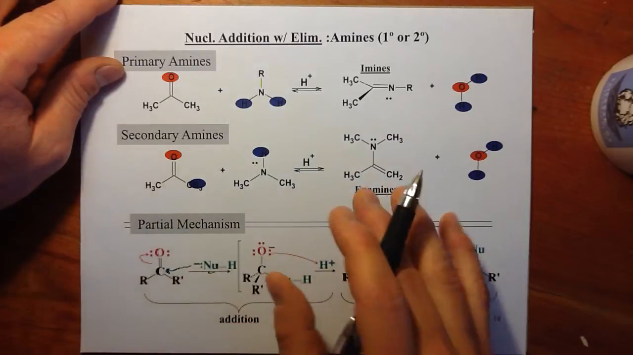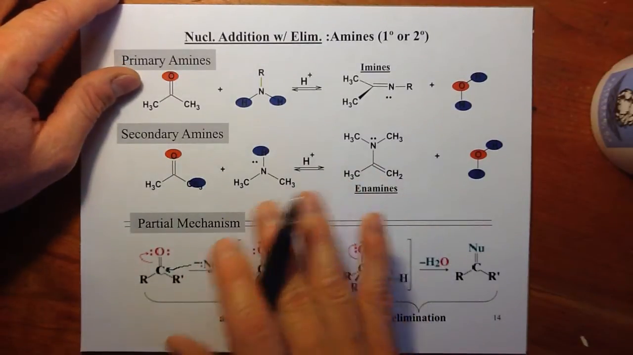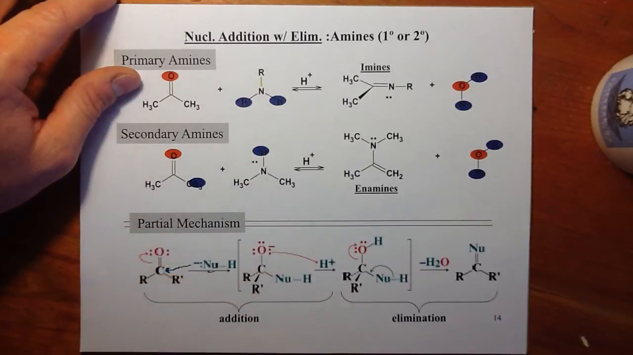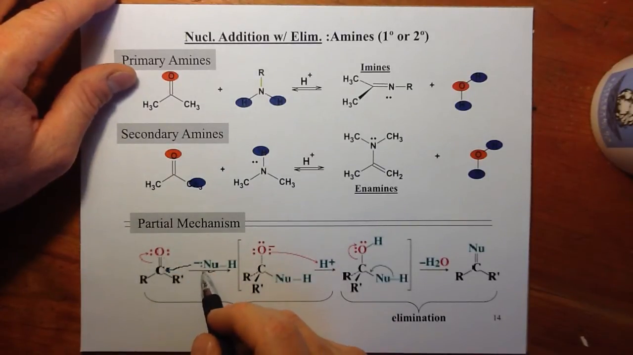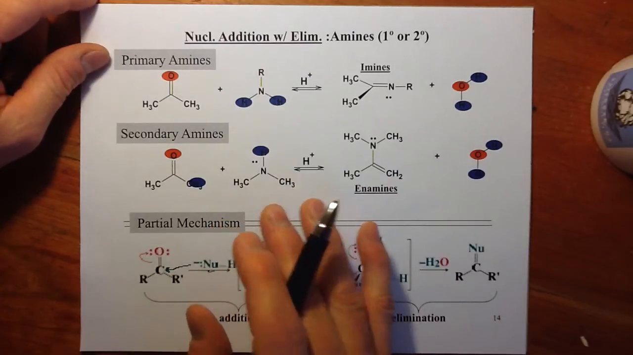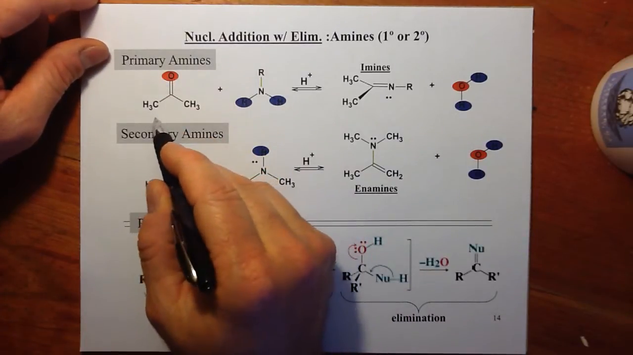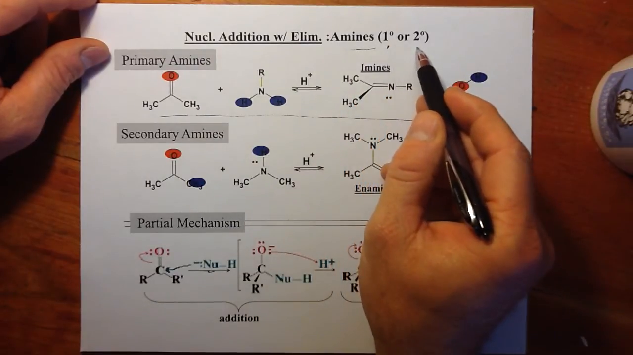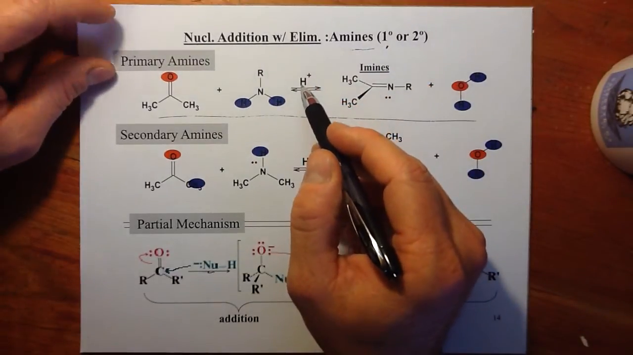So I'm going to show that in these slides as attacking without protonation. Many books will show the protonation before the amine comes in. Maybe it's six one way, half a dozen the other. So let's just go to the balanced reactions first of amines, either primary or secondary, reacting with ketones or aldehydes.